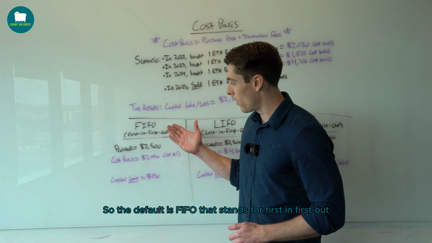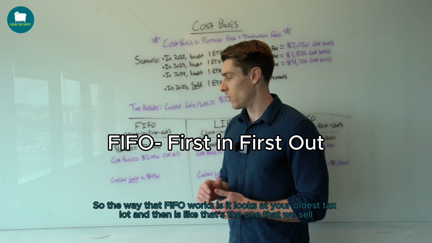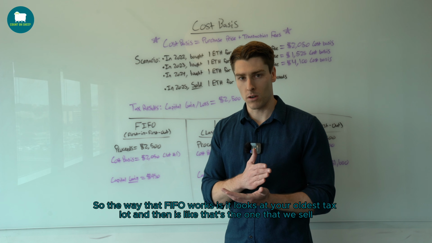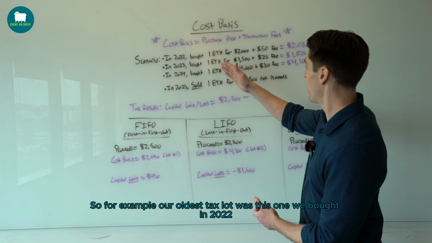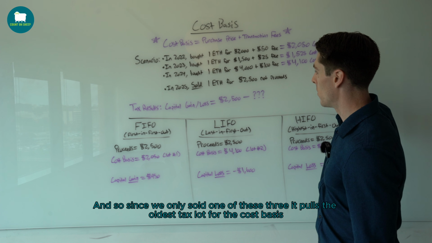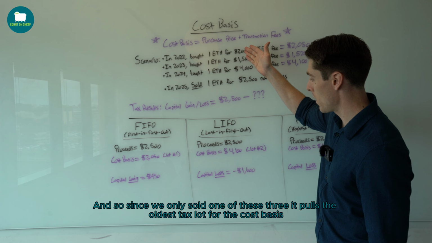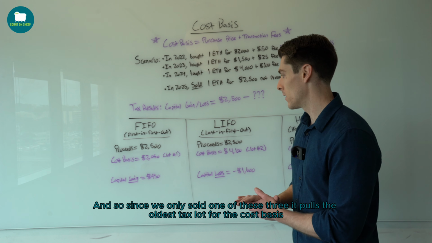So the default is FIFO. That stands for first in, first out. The way that FIFO works is it looks at your oldest tax lot and says, that's the one we sell. So for example, our oldest tax lot was this one we bought in 2022. And since we only sold one of these 3, it pulls the oldest tax lot for the cost basis.